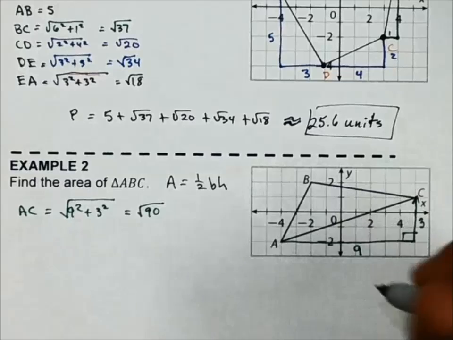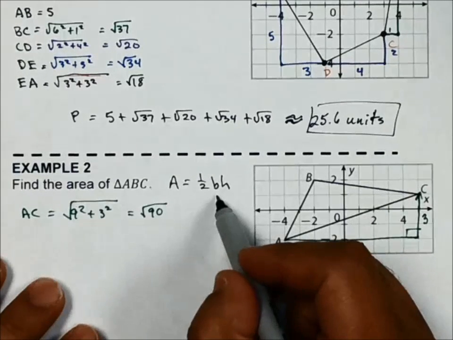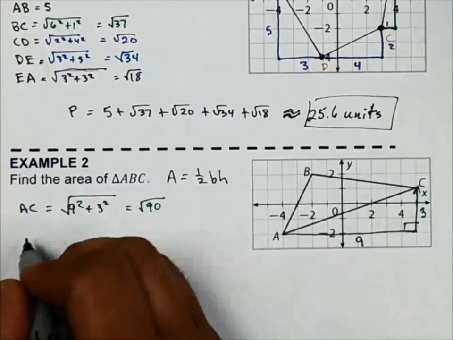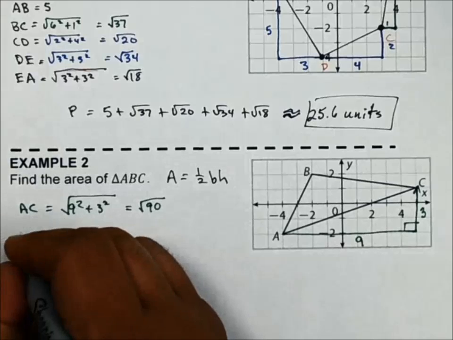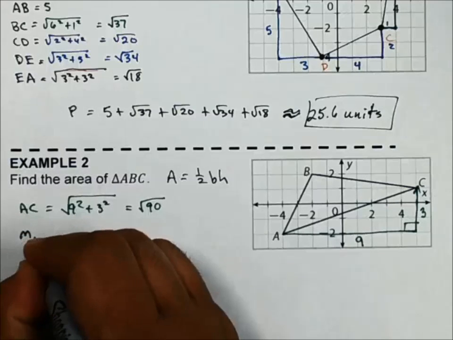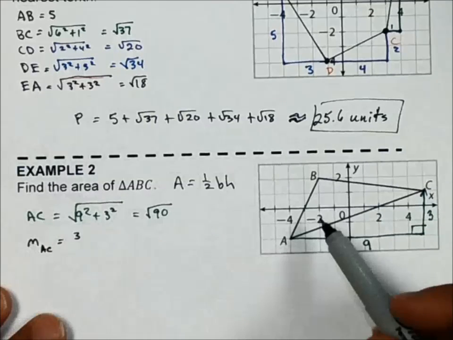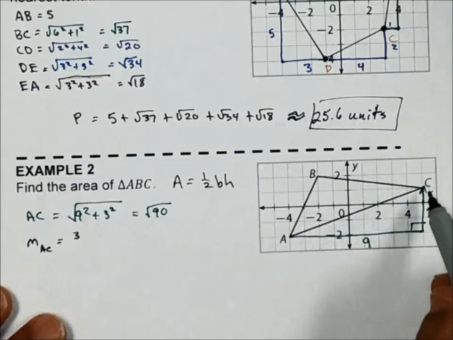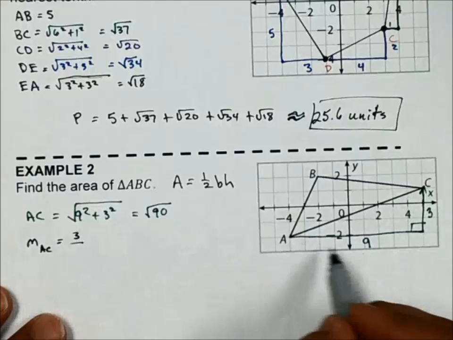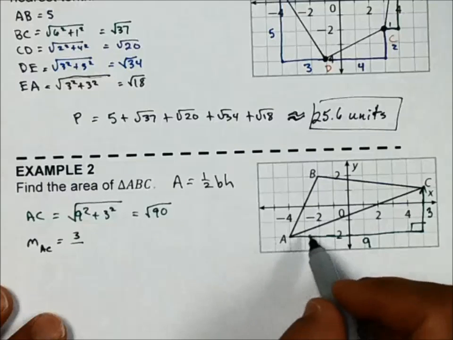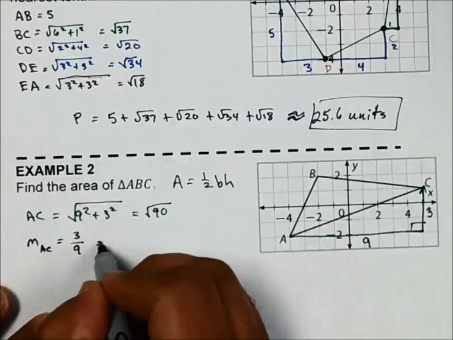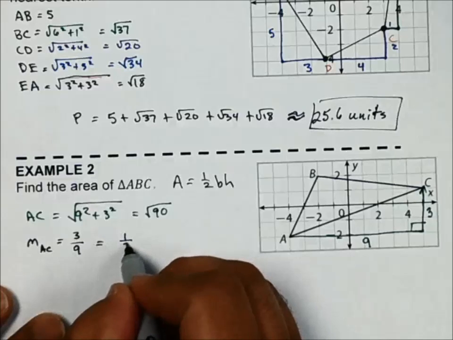Now in order to do this next part, my B is going to be the square root of 90. But in order to find my H, I need to review some stuff. I need to find the slope of AC. Since this has a positive slope, I know that this 3 right here is going up. It's increasing. So I'm going to write 3 over the run, which is 9. And again, it's a positive slope, so I'm going towards the right. So that is going to be a positive 9. So my slope for this, if I reduce this, is going to be 1/3.